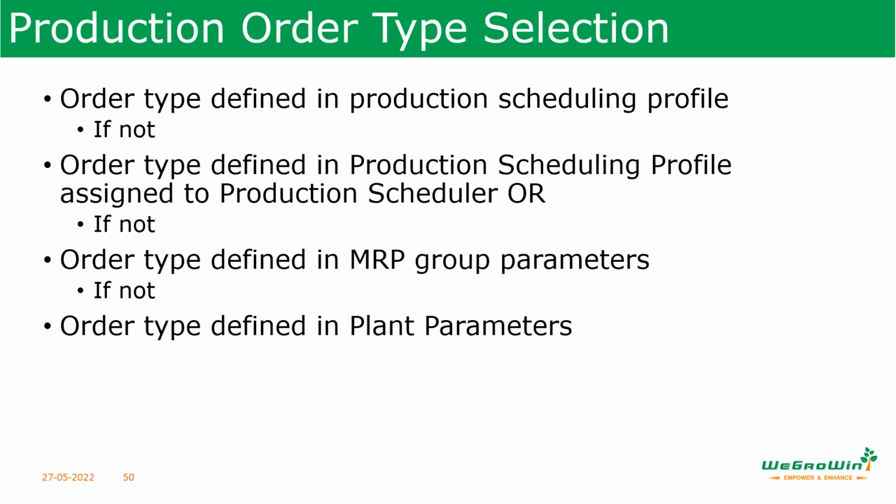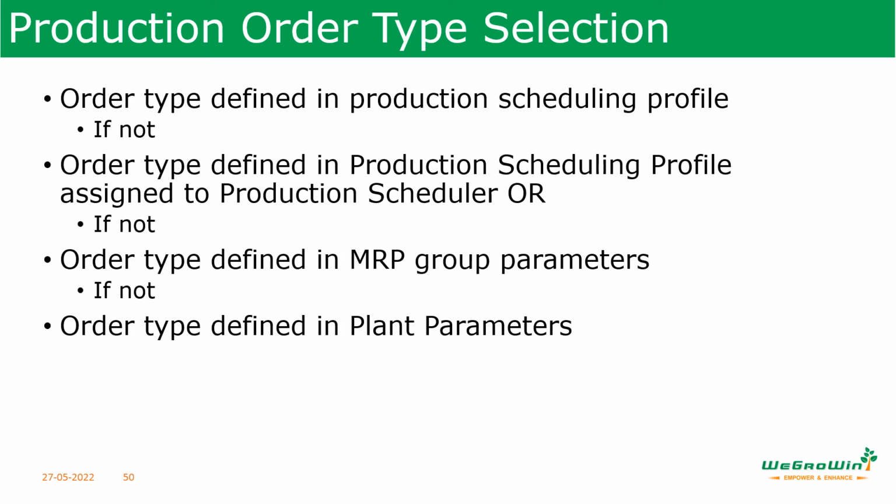Now we will discuss how the order type for the material is determined when a production order is created for the material. Because we do a lot of configurations, we should understand this application. The order type is defined directly based on the production scheduling profile, or through the production scheduling profile assigned to the production scheduler, or through the MRP group parameters, where we define these order types, or in the plant parameters. So when a production order is created for a material, the order type can be determined through various sources. Please take note of these things.